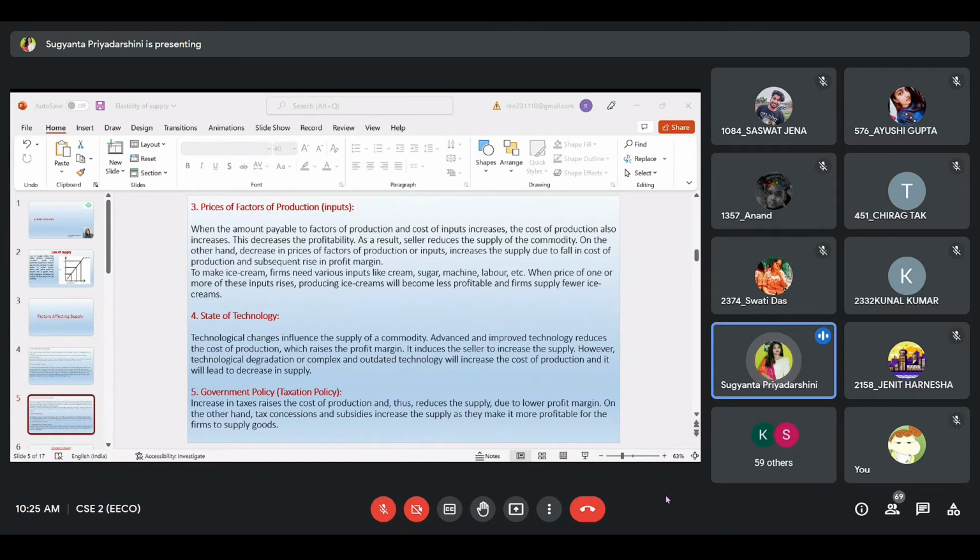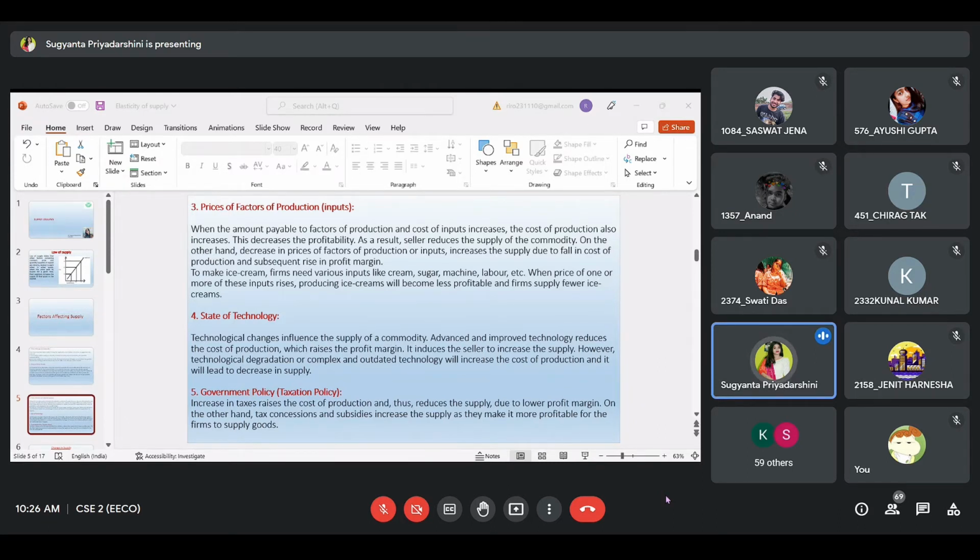So every time I talk about technology, that doesn't mean adopting a completely new technology. It can also mean that you are using a new version of a previously used technology. That can also happen. Our basic intention is to understand whether this advancement in technology is fruitful in reduction of the cost of production or not. Is it understood to everyone? Yes, ma'am. Okay, so coming down to the last one, that is your government policy or taxation policy.